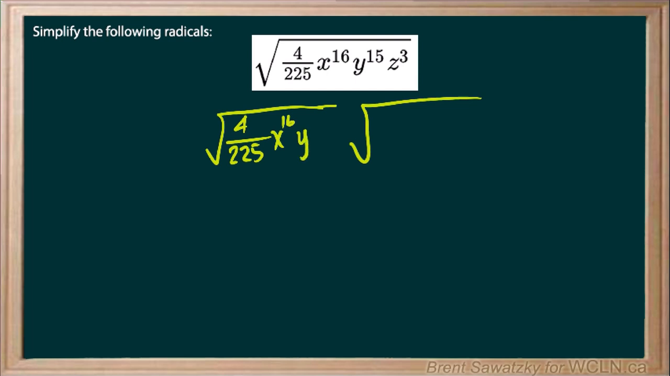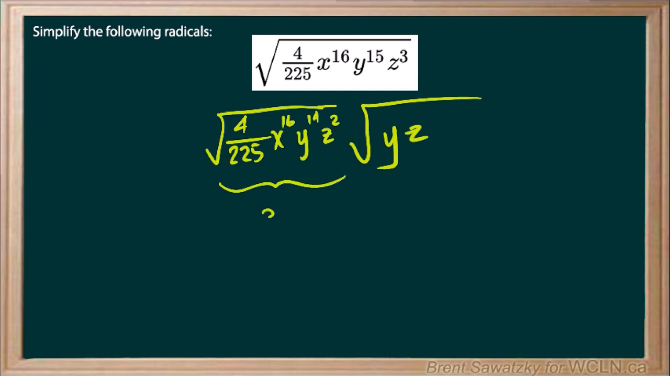The y, well, we do know the square root of 14 y's, which would leave 1 leftover. And we do know the square root of 2 z's with 1 leftover there. And so let's do all of the square roots that we can here.